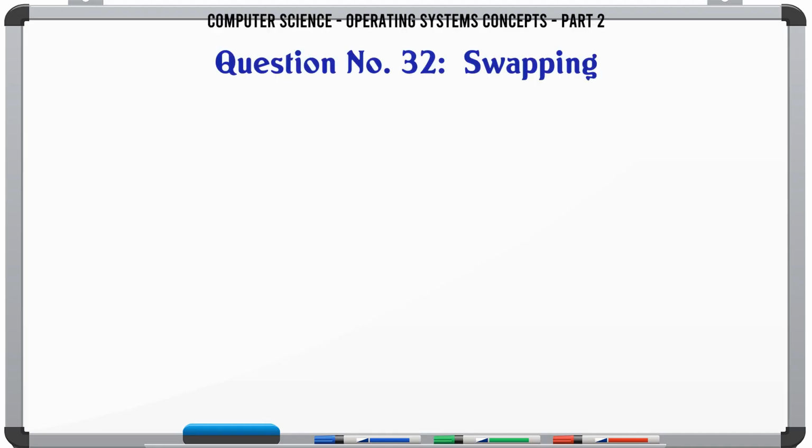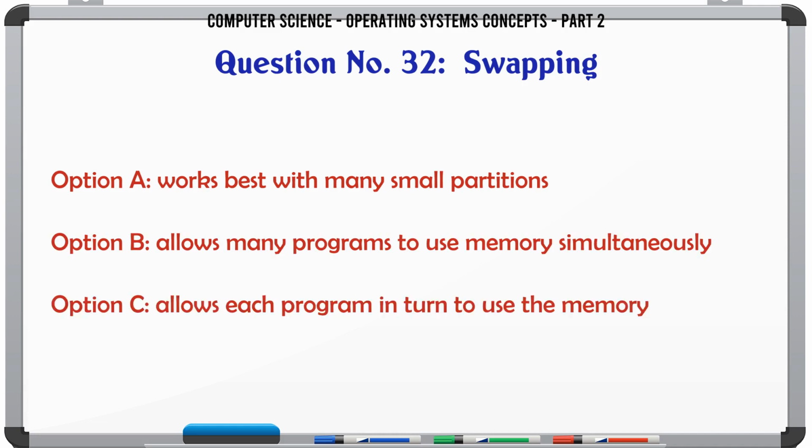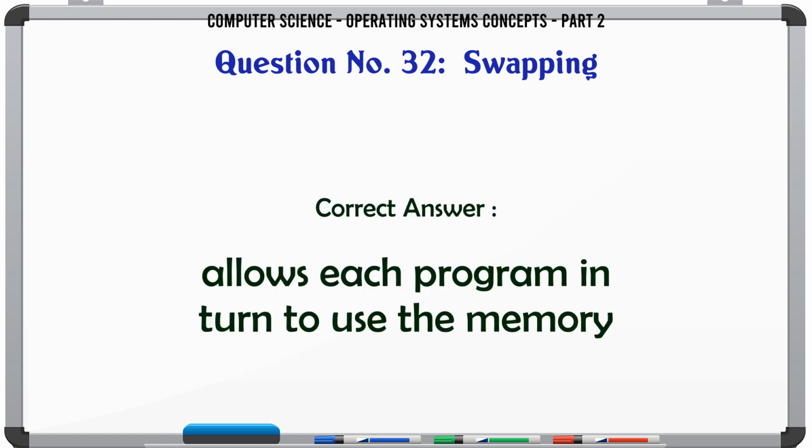Swapping. A. Works best with many small partitions. B. Allows many programs to use memory simultaneously. C. Allows each program in turn to use the memory. D. Does not work with overlaying. The correct answer is allows each program in turn to use the memory.